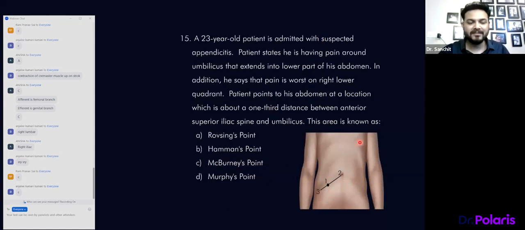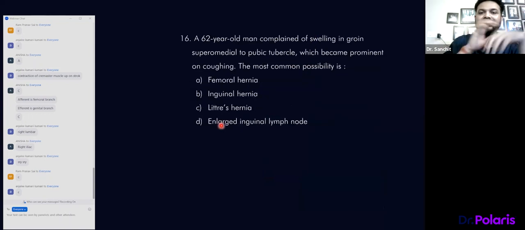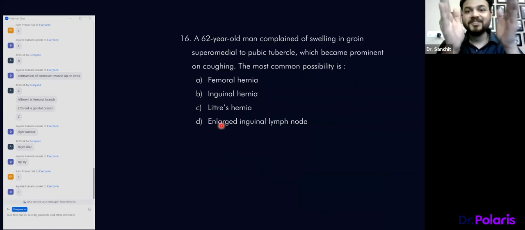So these are simple things. We'll move on to the next question. Is everybody clear on this? Everybody is done? Okay, McBurney's point. If you have any questions at any particular point, please stop me. Okay, fine. Now we move on to the next question. Question 16: a 62-year-old man complained of swelling in the groin. Now read this.